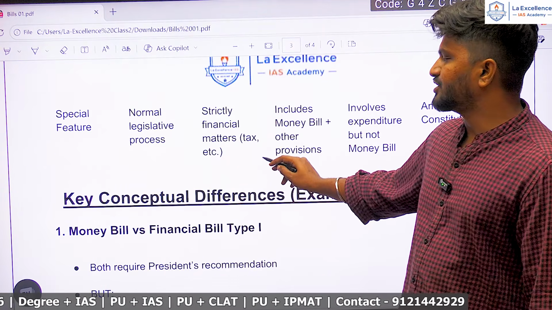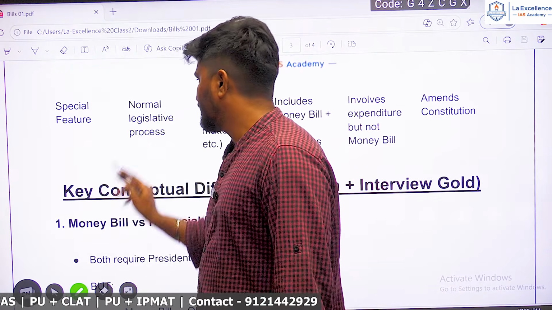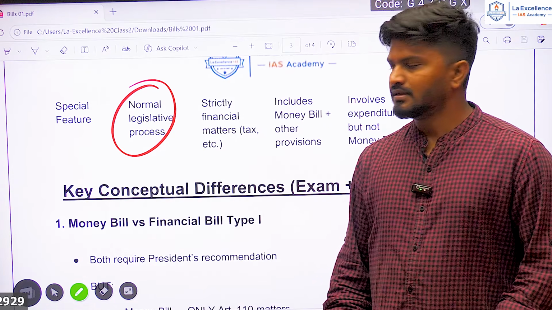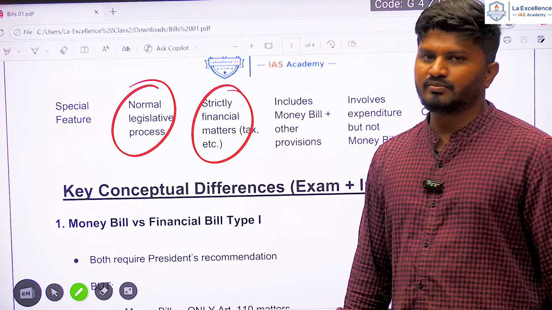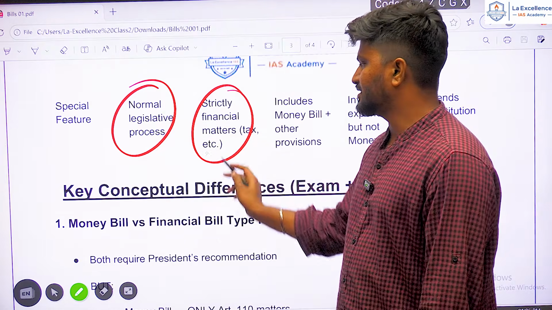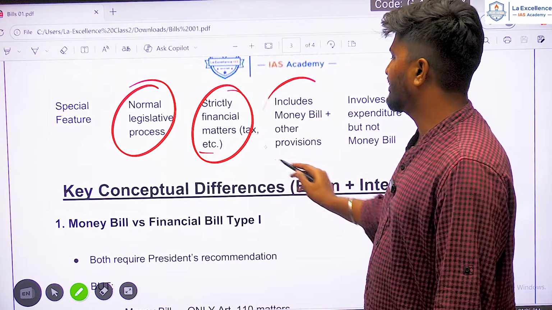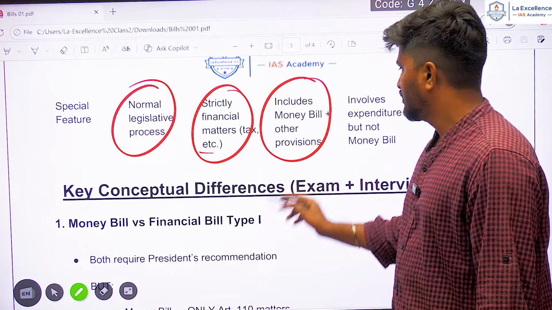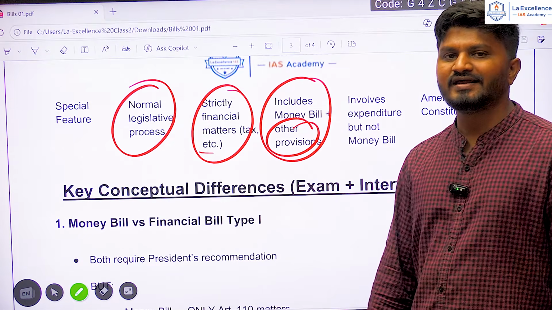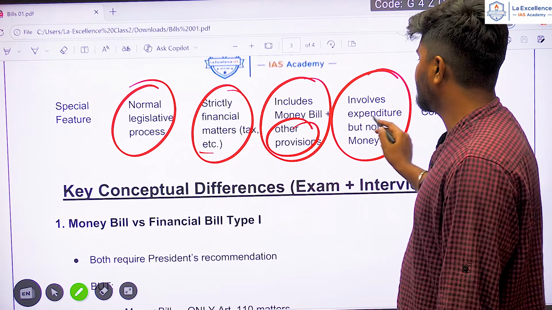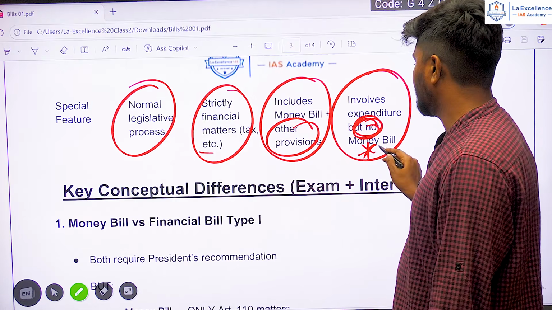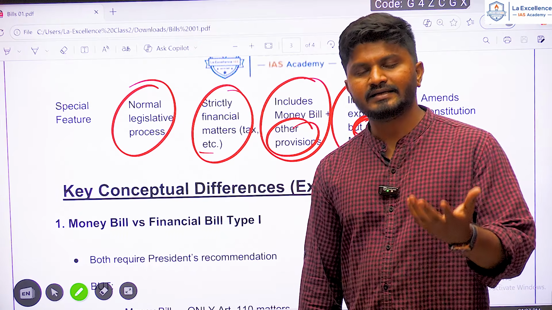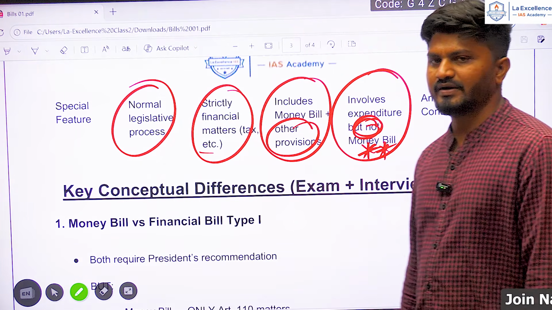Next, special features. Ordinary bill is a normal legislative process. All the bills are passed as ordinary bills, most of the bills. Next is, with respect to money bills, it is strictly financial matters, taxation, etc. And when it comes to financial bill type 1, it includes the money bill provisions, also other provisions. And when it comes to financial bill type 2, it involves expenditure but not a money bill. That is why it can either be introduced in Lok Sabha or Rajya Sabha, and it can either be introduced by a minister or a private individual.